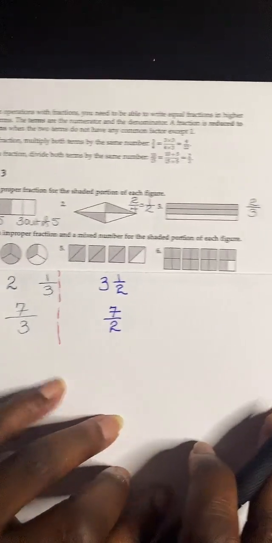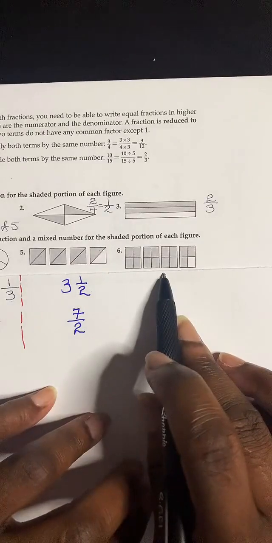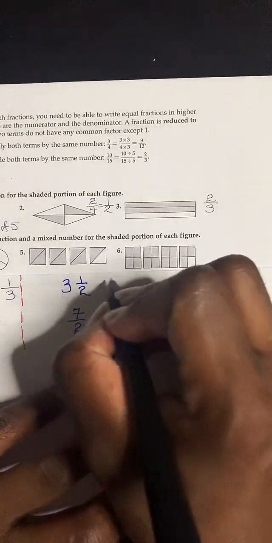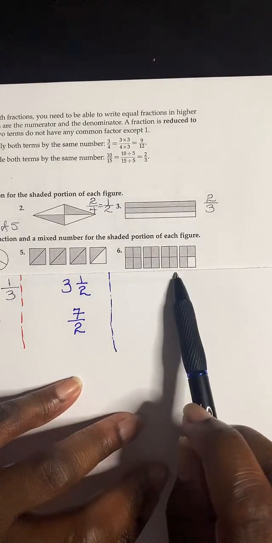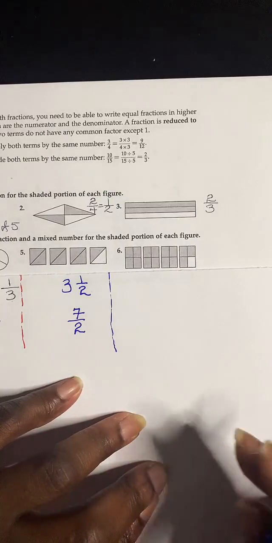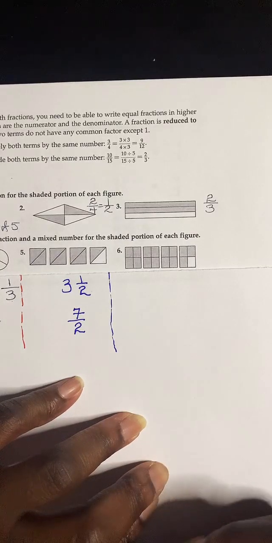So let's slide over to this lovely one, number 6. Okay, so I'm just going to divide it up so we won't get too confused. How many whole ones are shaded?